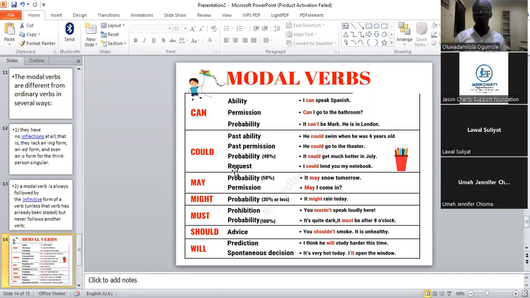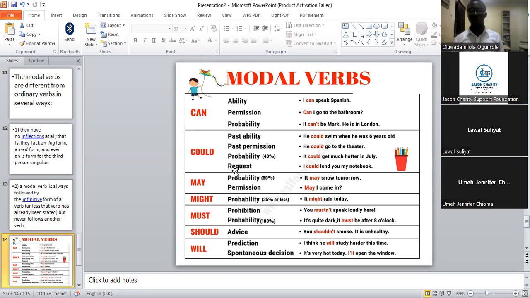Now when we go to should, should gives us advice. You shouldn't smoke, it is unhealthy. So when you're using should, you use it to give someone advice.